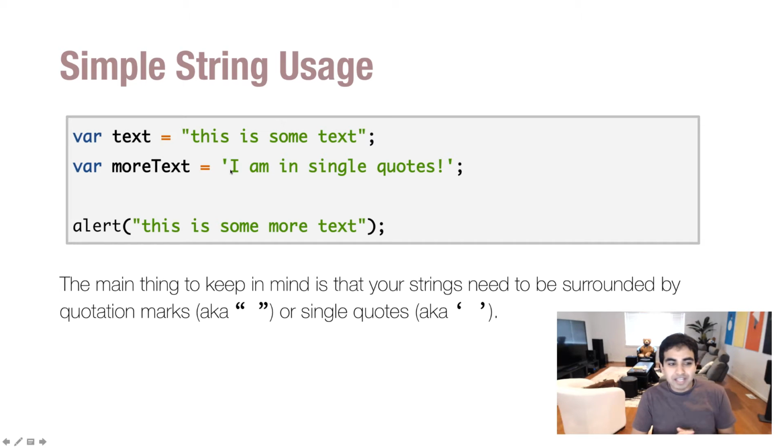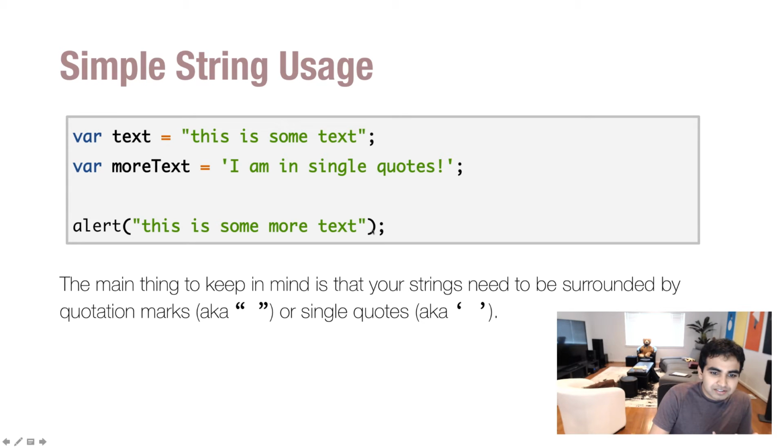Now to JavaScript, it doesn't really care how you represent your strings. You can use double quotation marks or you can use single quotation marks. So feel free to use whatever one you're comfortable with. Once you've chosen one, try to be consistent. It's kind of weird to have your code have multiple variations of how strings are displayed. So be aware of that.